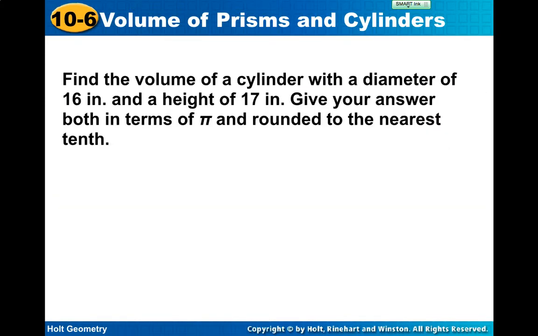Okay, so find the volume of this cylinder. The diameter is 16 inches, the height is 17 inches. I think on these it asks you to give in terms of pi and a complete decimal, so two forms of the answer. So write down the formula. Volume is pi r squared times height. Diameter is 16, so make sure you got your radius as 8.